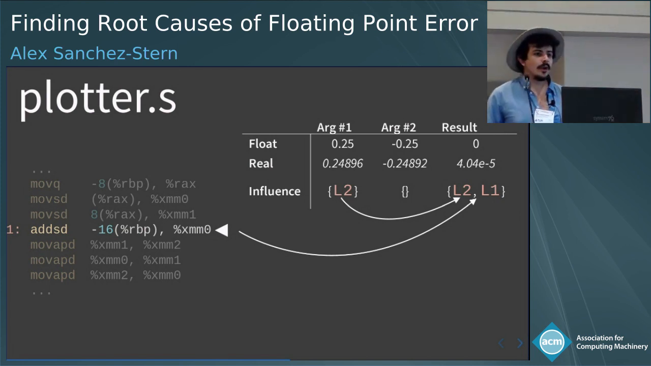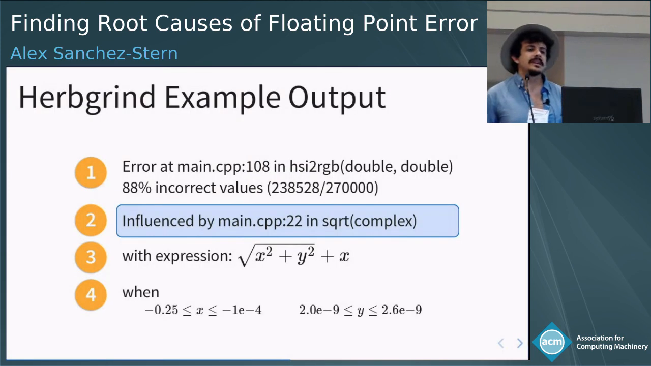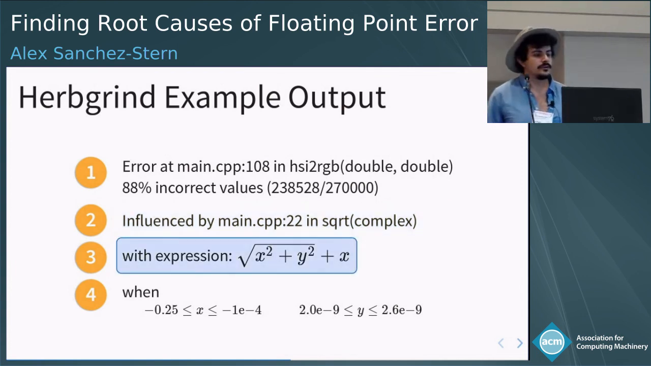But just seeing the one operation isn't enough, because floating point error is non-compositional. Each operation is accurate, but the composition of them can be inaccurate. So we need to know what operations work together to create this problematic floating point code. So to do that, we're going to build these symbolic expressions, which will tell the programmer what are the operations that cause this problem.